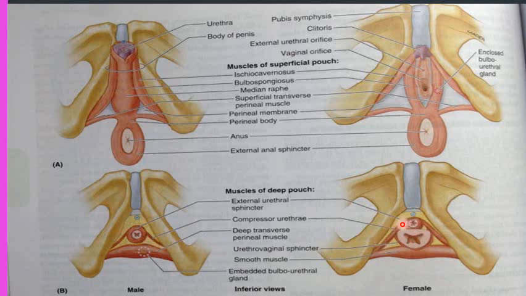So sphincter urethrae, compressor urethrae, then the urethrovaginal muscle, making up the sphincter along with the vagina as well, plus again the deep transverse perineal muscle. These are the muscles present in the deep perineal pouch. So this picture is simply showing you the muscular contents in the superficial pouch and in the deep perineal pouch.